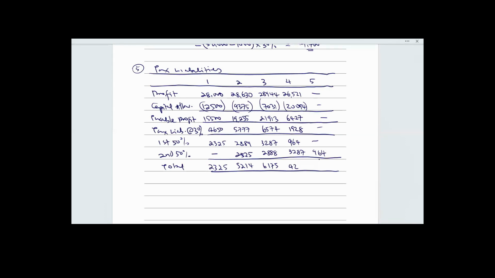Let me add, using the calculator. Plus 3,287. Okay, 4,251. Thank you, Sam. Then here is 964. So that's the tax liability. Please call the numbers for me. Let's go and post now.